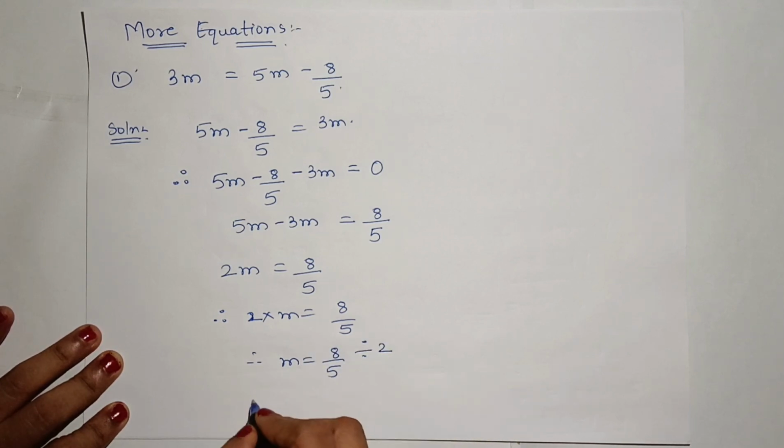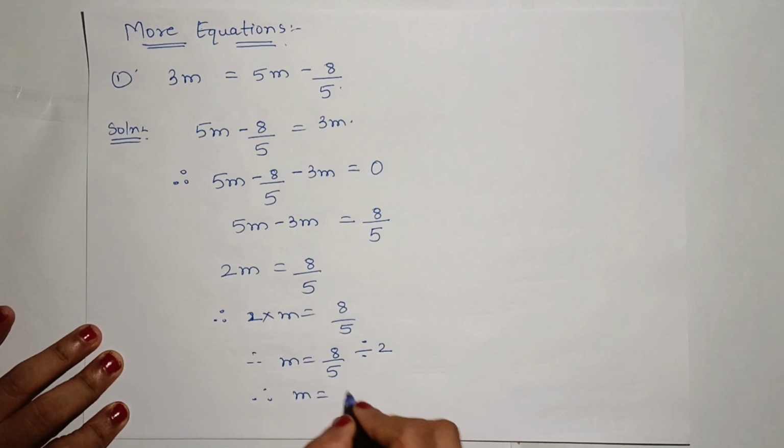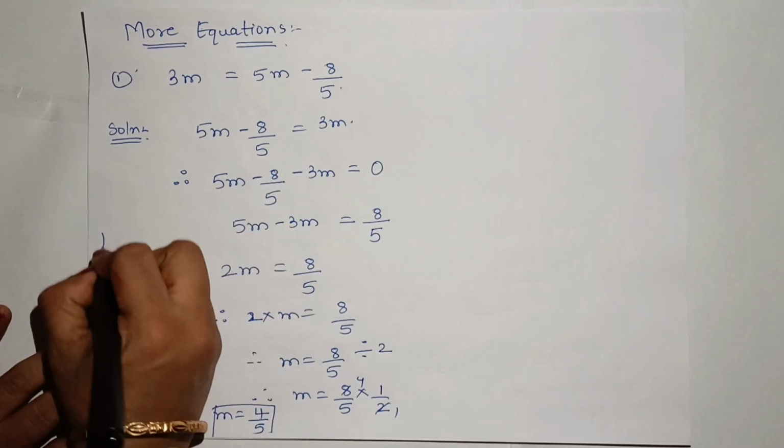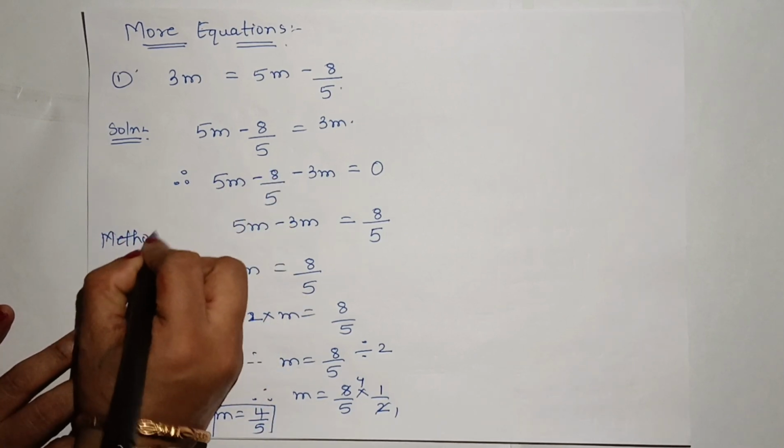Divided by 2 means 2 by 1. Therefore, m equals 8 by 5 into 1 by 2. Reciprocal, 2 ones are 2, 4 fives are 20. Therefore, your value of m is what? 4 by 5. This is method 1.